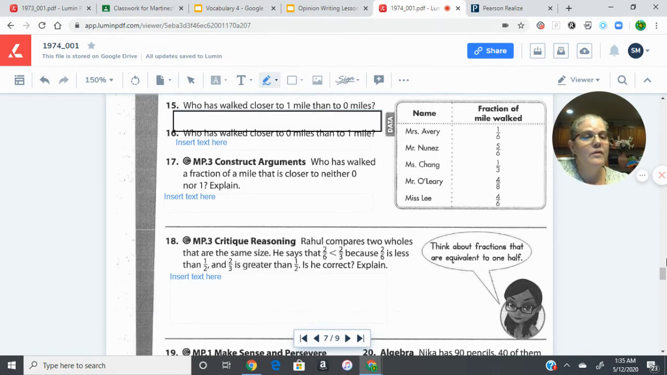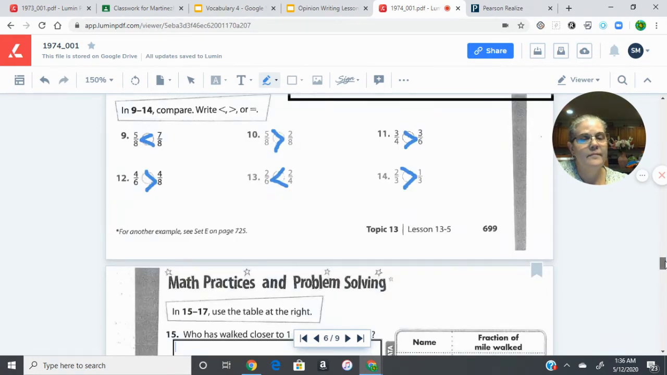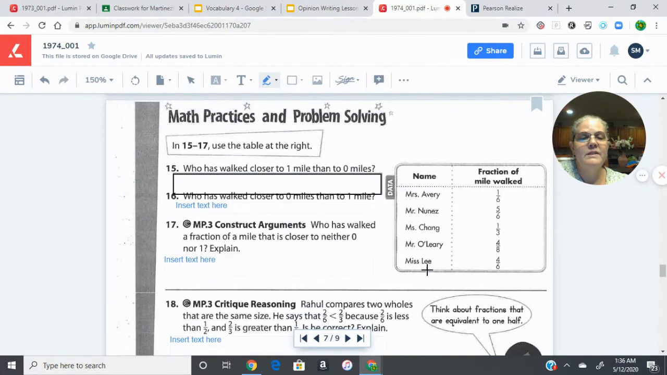We're going to use this key over here on the side for the names of these people, and how far they walked, the fraction of a mile that they walked. So Mrs. Avery walked only 1/6. So if you were walking on a street that was 6 blocks long, and they got to 1, they didn't walk very far. Mr. Nunez has 5/6, so that means that he got all the way to the 5th section.